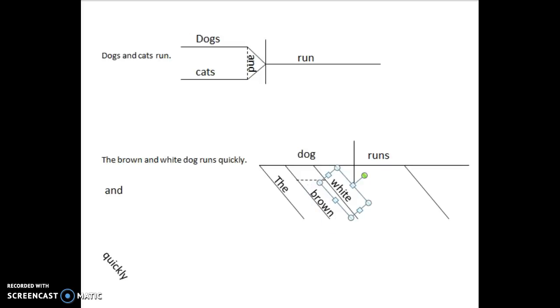Notice in our sentence that brown and white are connected by the conjunction and. Just as in our last example, our conjunction goes on the dashed line connecting the two words that are connected by it in the sentence. It's that simple. Then we simply need to place our adverb, and we've learned another component of sentence diagramming. That's it.